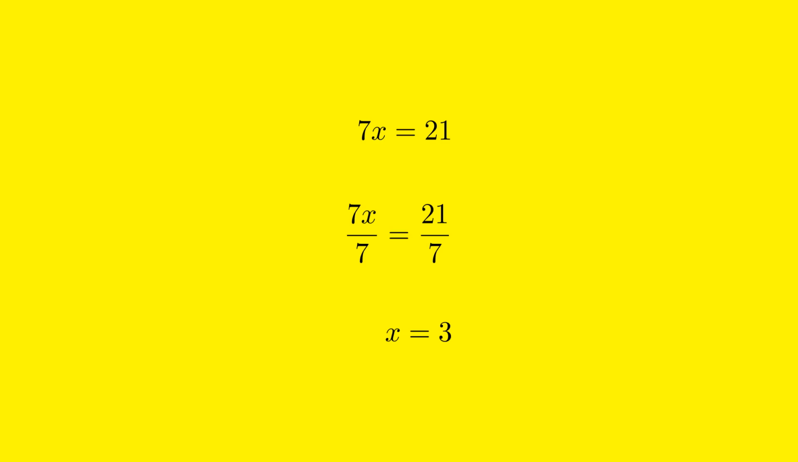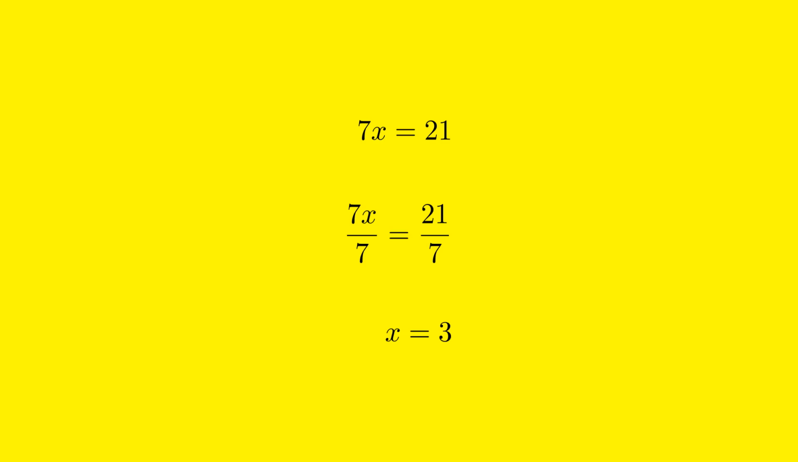On the right side of the equation, we also need to divide by 7, so 21 divided by 7 equals 3. After performing this division, the equation simplifies to x equals 3. This is the final step in solving for x. Therefore, our solution is x equals 3.